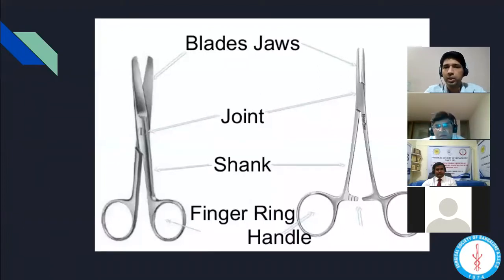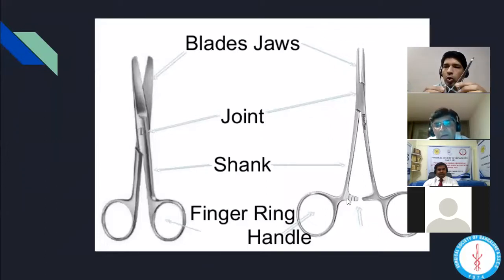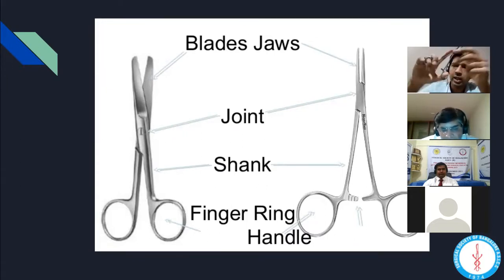So let's directly jump into the parts of an instrument. We know that the tip has what we call the blade or the jaw. Then you have the joint. Then you have 2 long levers. This is called the shank. And finally, the handle. The handle part consists of a ring, and few instruments have ratchets, few do not have a ratchet. Now, in the handle, one ring is where your thumb goes, the other is where your ring finger goes, your middle finger supports it, and your index finger is over the joint in order to stabilize the instrument. Okay, so this is how you hold any surgical instrument.